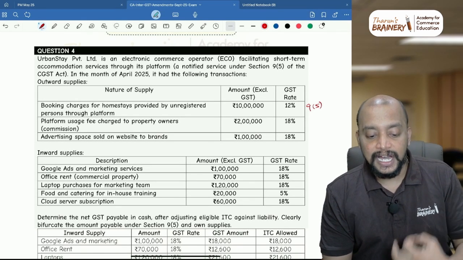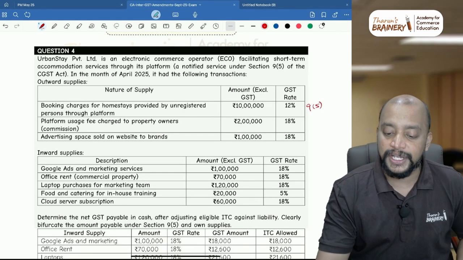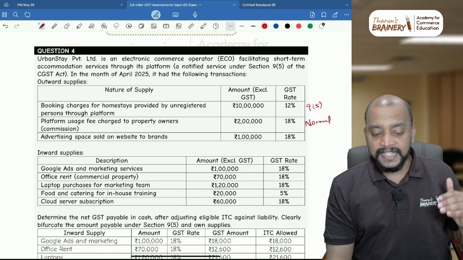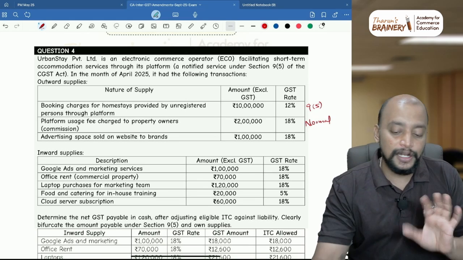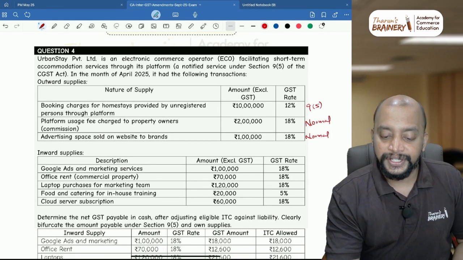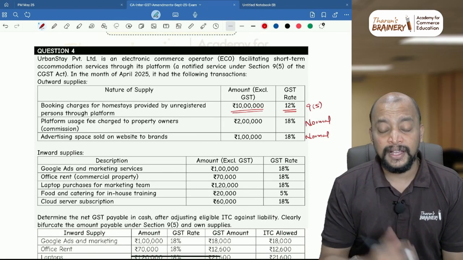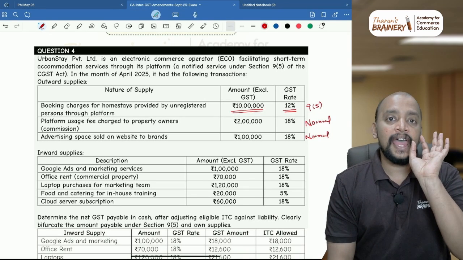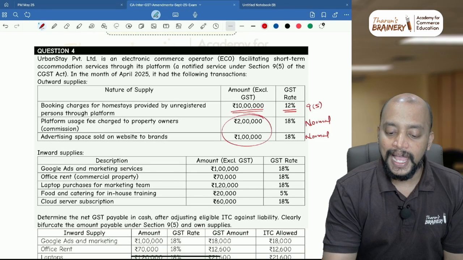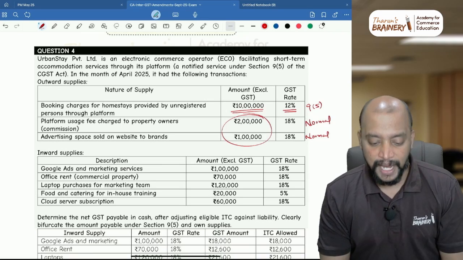Platform usage fee charged to property owners. This is another, separate transaction, commission. This is normal liability. And advertising space sold on website to brands, that is also their normal liability. Now, for this 10 lakhs into 12%, what is that? 1,20,000. They have to pay only through cash ledger, they cannot use ITC. But for this 2 lakh and 1 lakh, 3 lakhs into 18%, they can use ITC for payment.